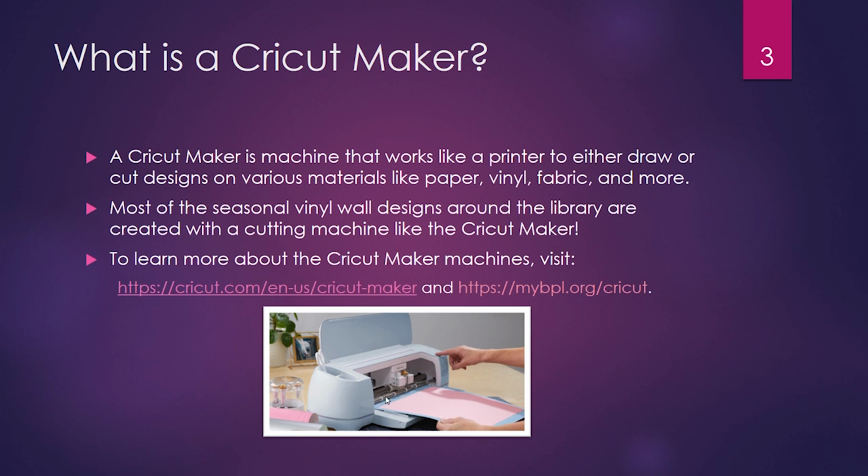I've included a little picture here of a Cricut Maker, and as you can see, it looks just like a printer and functions like one too. If you needed to see examples of what you can do with a Cricut Maker, there's probably thousands on the Cricut Design Space home screen. Otherwise, you can take a tour of the library, and you'll notice all over the walls we have vinyl designs that are pretty much switched out seasonally, and they're created by our librarians using a cutting machine like the Cricut Maker. Also, there's another machine called a Silhouette, and I might do a video on the Silhouette Studio later. It's basically the same thing, just a different brand.